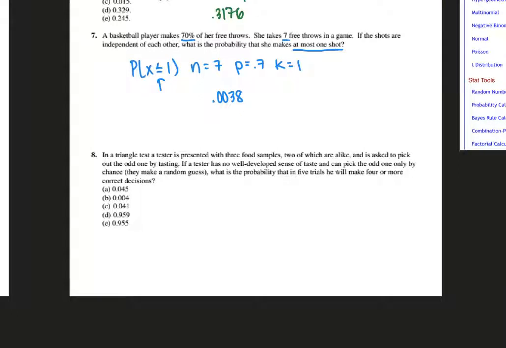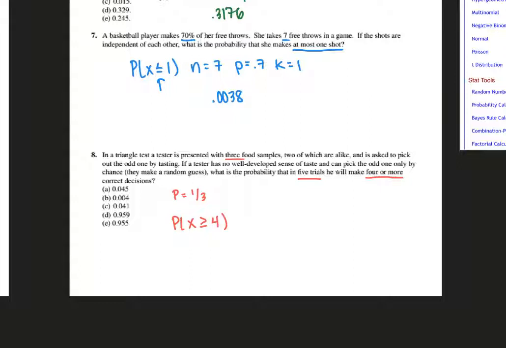All right, number 8 says in a triangle taste test, a tester is presented with 3 food samples, 2 of which are alike, and is asked to pick the odd one out by tasting. If the tester has no well-developed sense of taste, she can pick an odd one out only by chance, making a random guess. So the probability that it's the odd one is 1 out of 3, since there's 3 different food samples. What is the probability that in 5 trials he will make 4 or more correct decisions? So we're trying to find the probability that x is greater than or equal to 4.